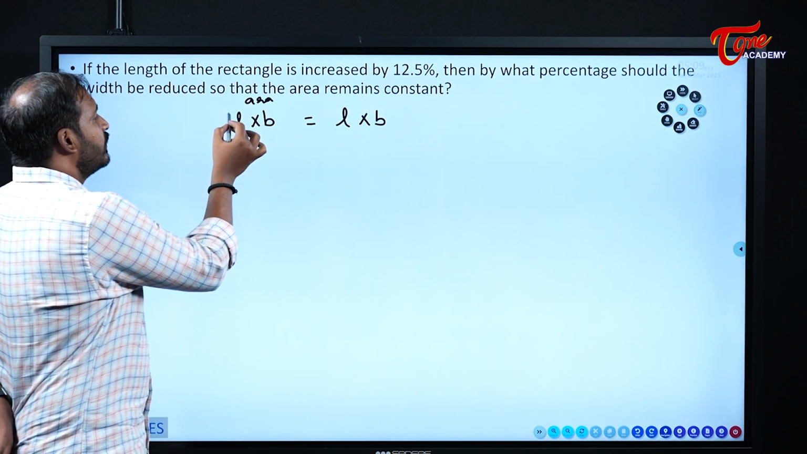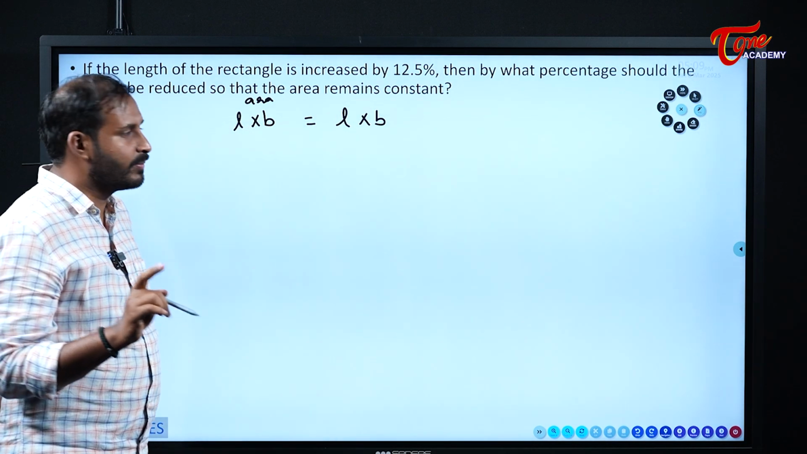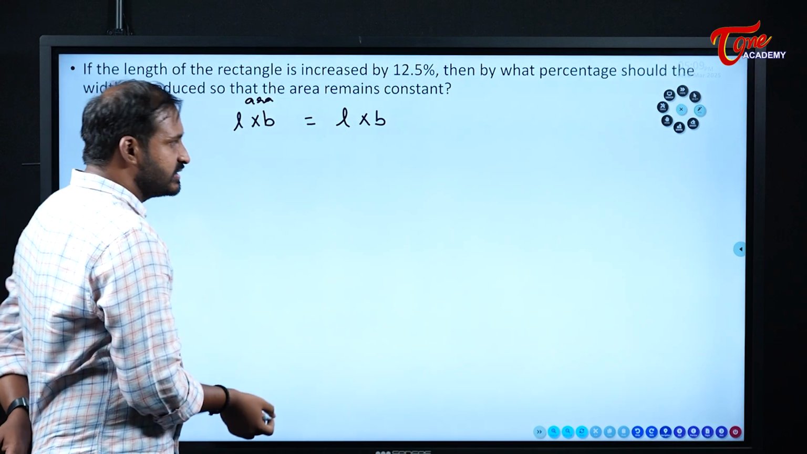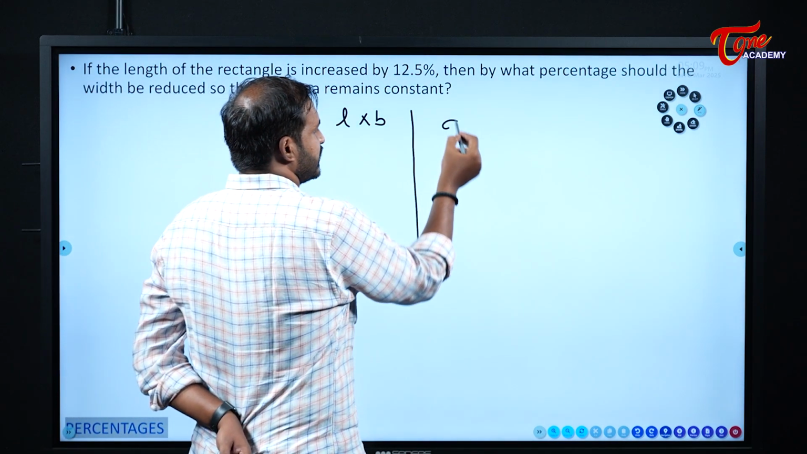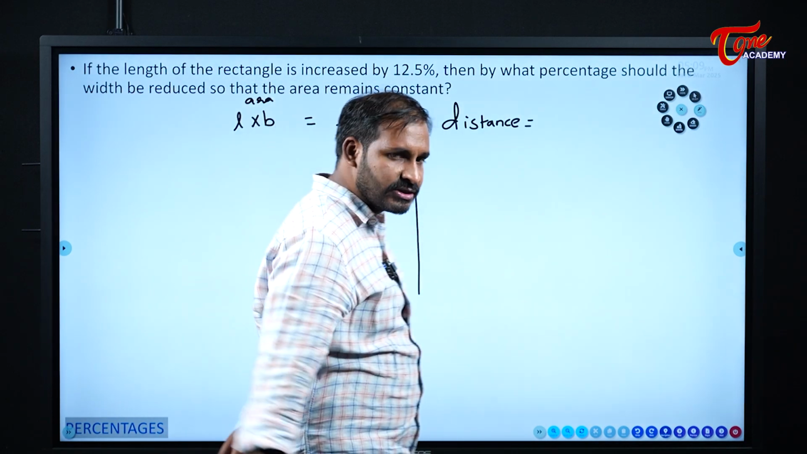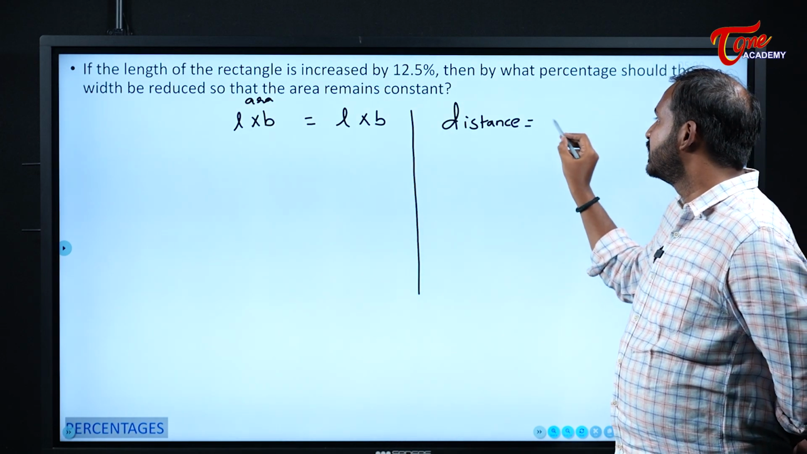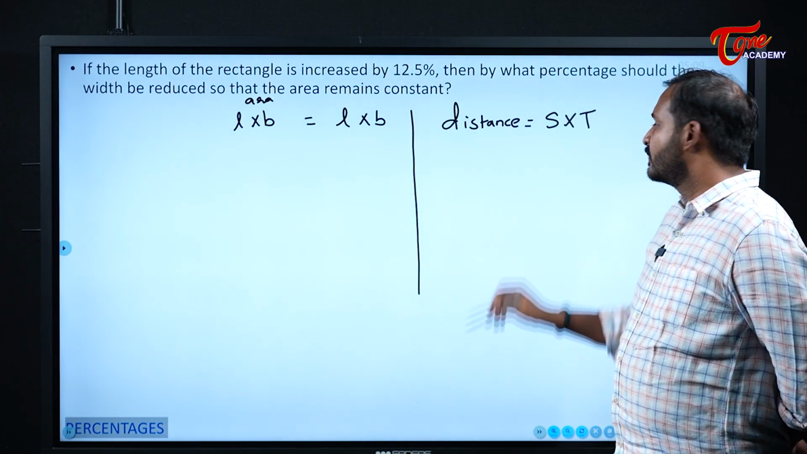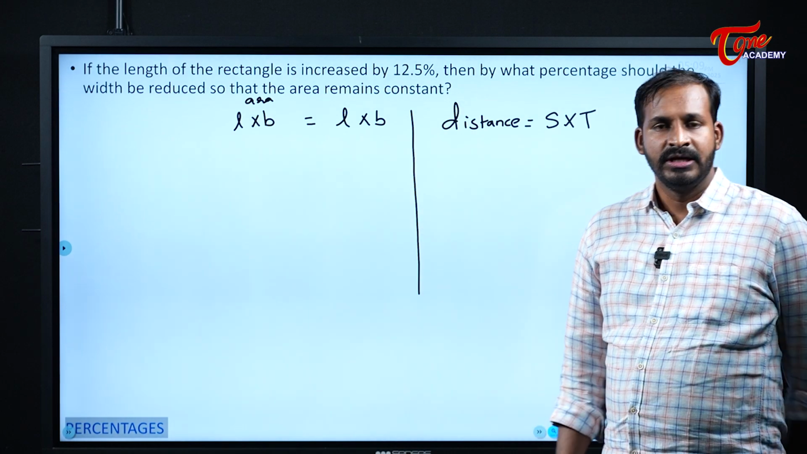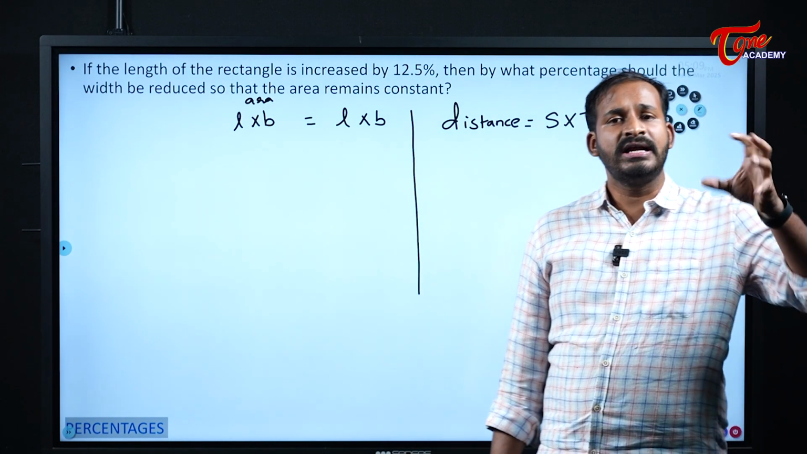Now, if the product of two things is constant, remember this one carefully. Not only in these things, if distance is constant, this example will give you more clarity. If distance is constant, what will be the relation between speed and time? What is the formula for distance? Speed into time, right? Formula for distance is speed into time. If you want to travel the same distance, now compare the speed and time.